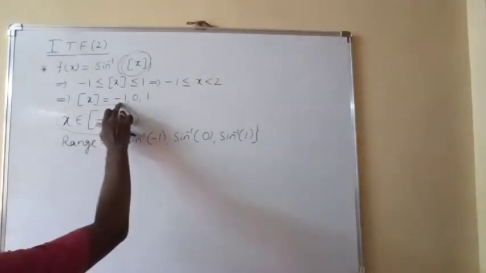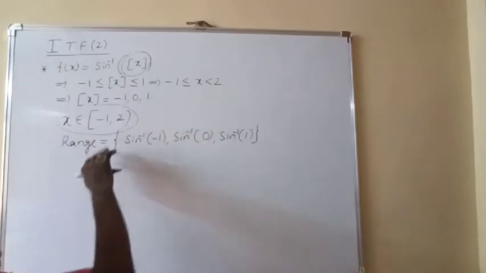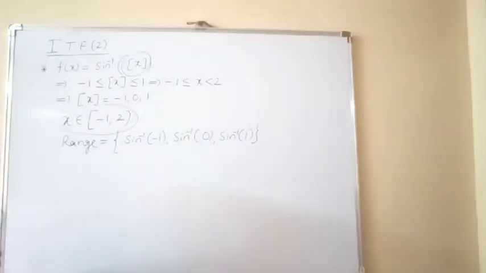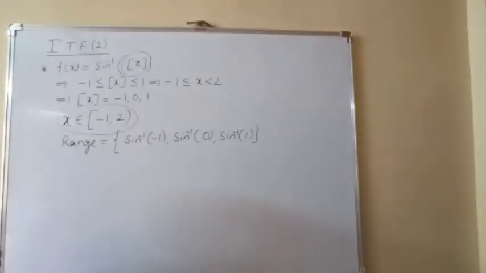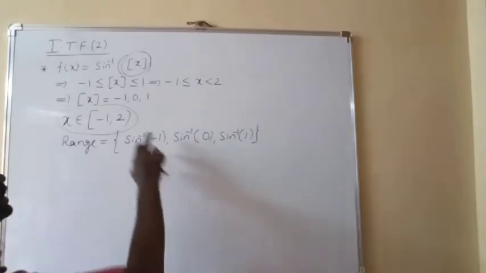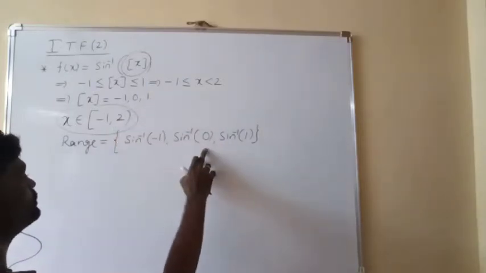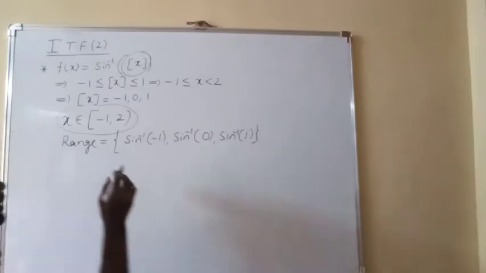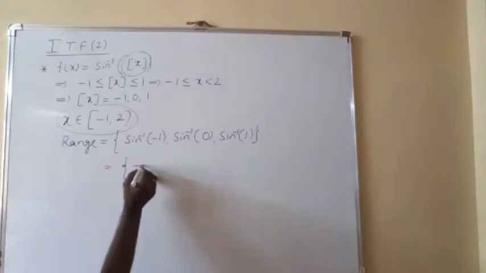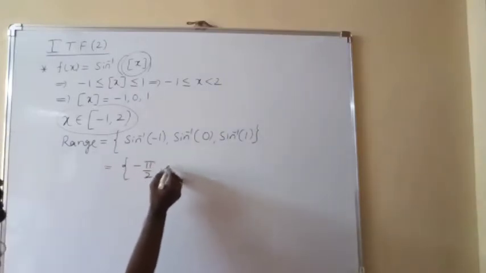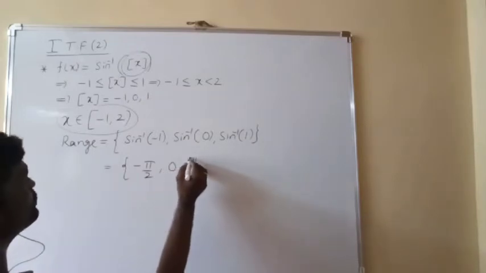So step x value is minus 1 means x lies between minus 1 and 0, minus 1 included. So for those values of x, step x value is minus 1, then all those numbers are mapping to what? Sine inverse of minus 1. Next, step x value 0, sine inverse 0, step x value 1, sine inverse 1. So sine inverse of minus 1 is minus pi by 2, sine inverse 0 is 0, sine inverse 1 is pi by 2.